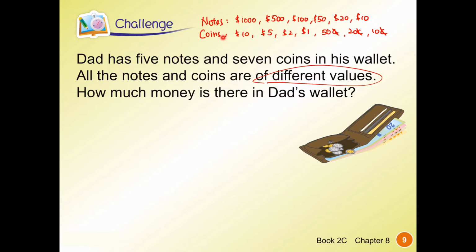So I've provided you with all the possibilities for notes. $1,000, $500, $100, $50, $20, $10. And all the possibilities for coins. $10, $5, $2, $1, 50 cents, 20 cents, and 10 cents. So with the different possibilities of notes and coins provided to you, I want you to try this question on your own. Pause the video, and then in 2 seconds, I'll explain the answer to you.